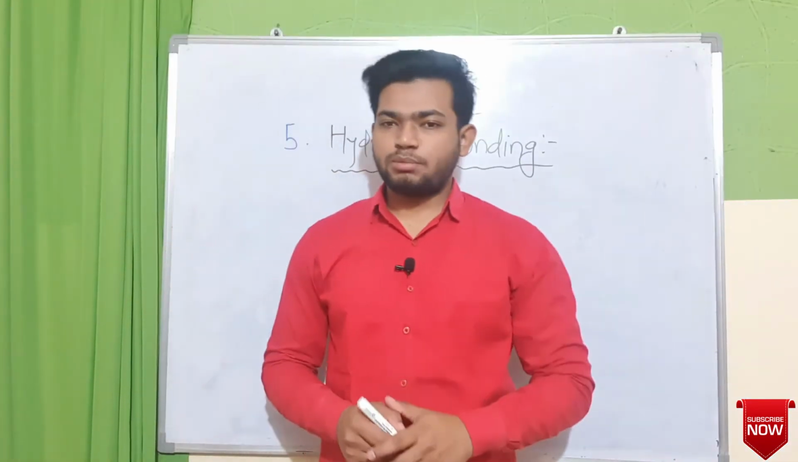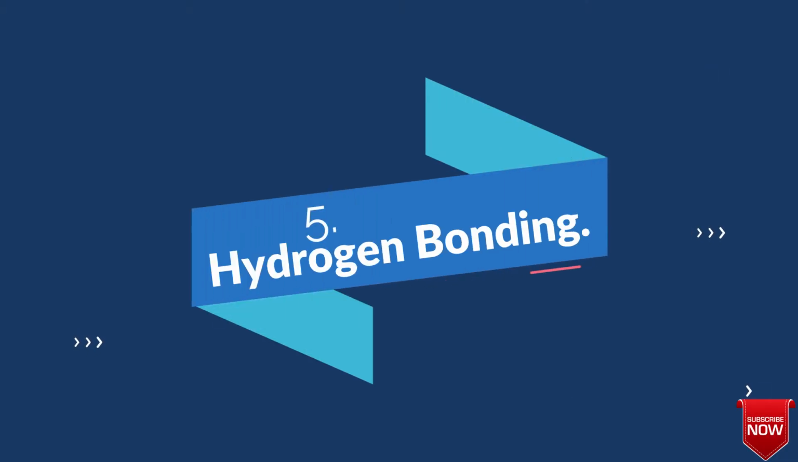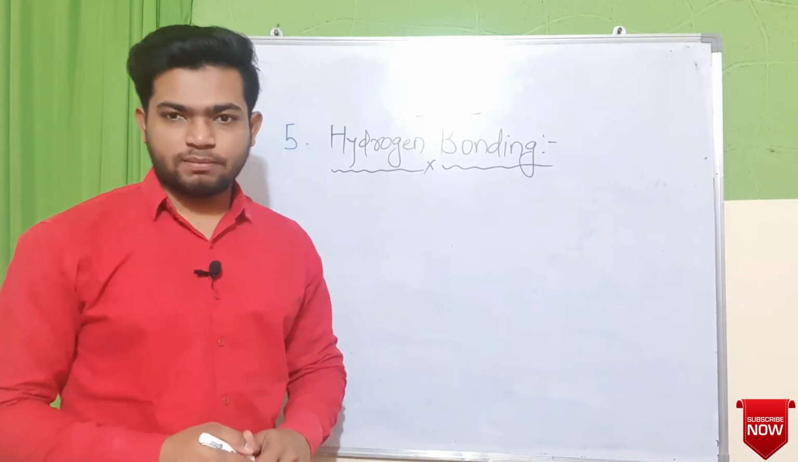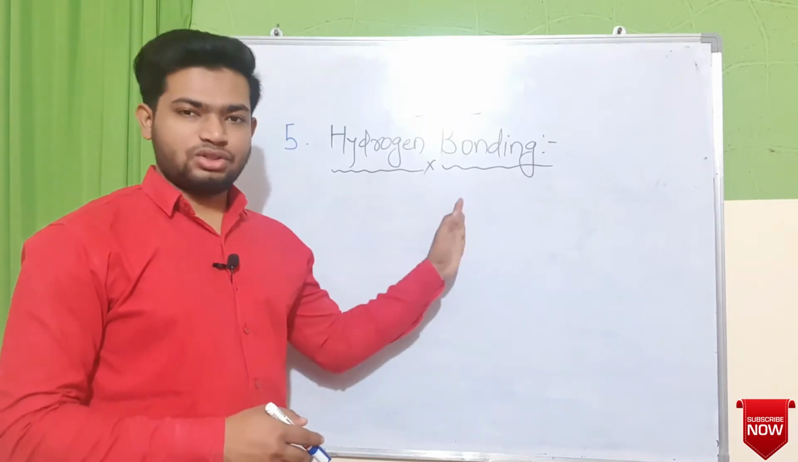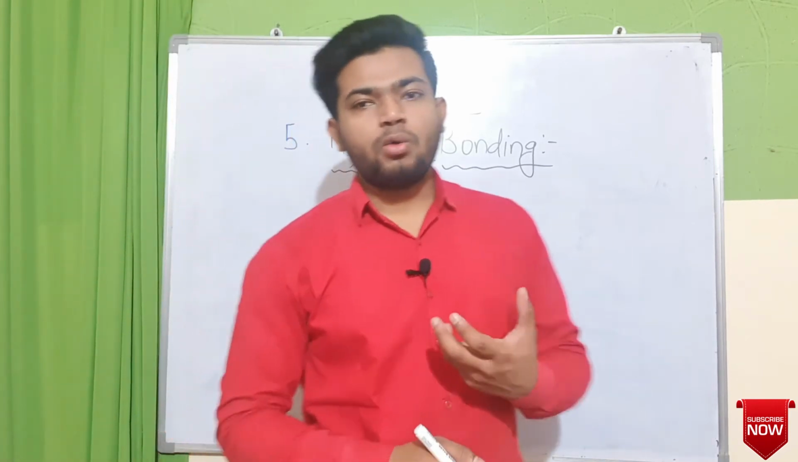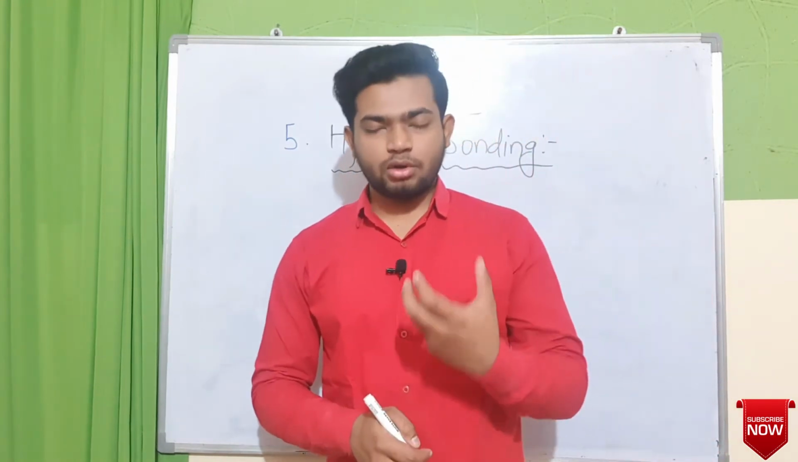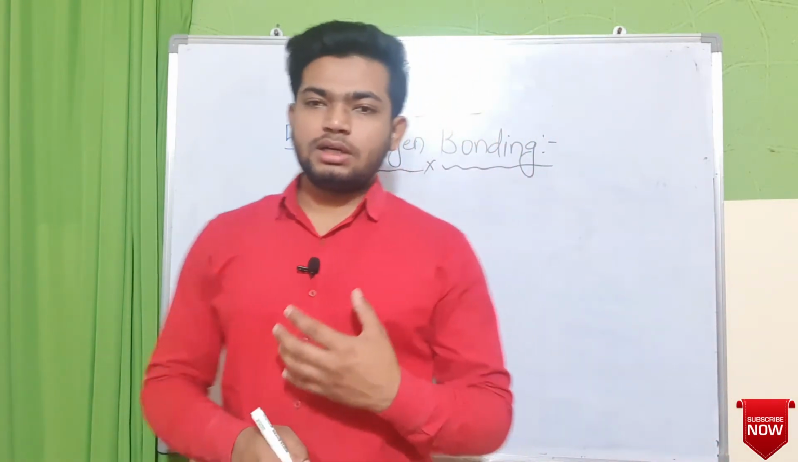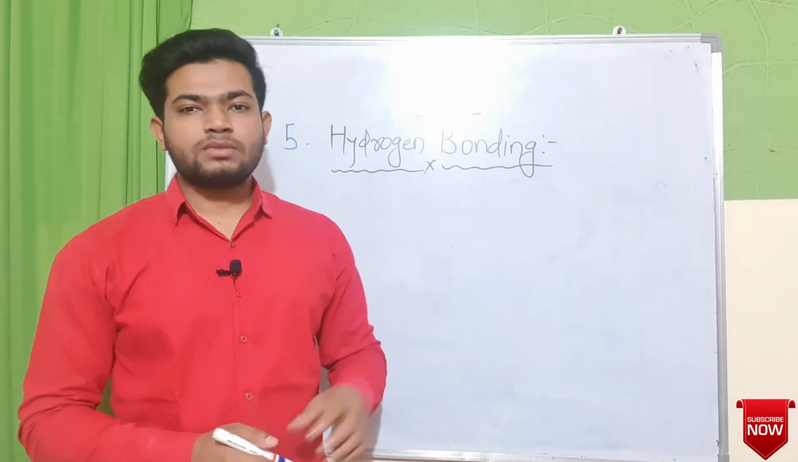Now the fifth type of intermolecular interaction is hydrogen bonding. First of all I will define hydrogen bonding. The electrostatic force of attraction between a positively charged hydrogen of one atom or molecule with a negatively charged atom of another molecule is known as hydrogen bonding.